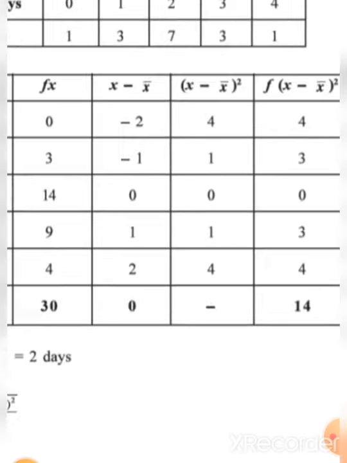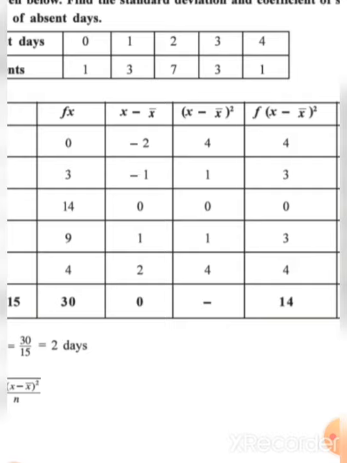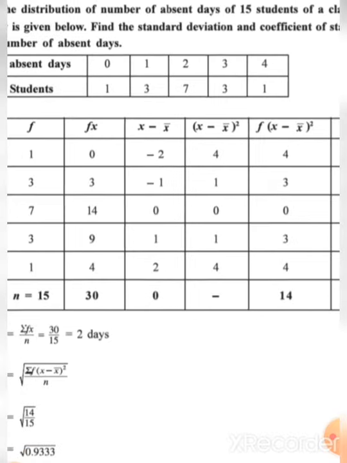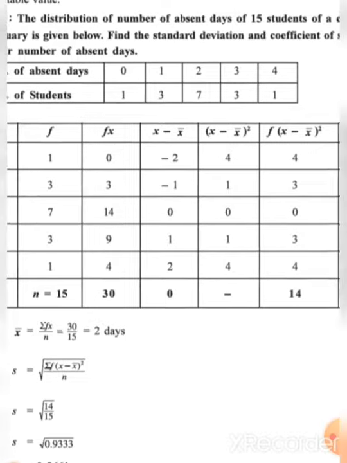So over here, as we have the frequency, you would find what can be done now. This frequency we will multiply by (x minus x bar) whole square. 1 multiplied by 4 will give you 4. 3 1s are 3. Then 7 into 0 will give you 0. 3 1s are 3 again, and 1 4 is 4. Now we need to have the total of this.